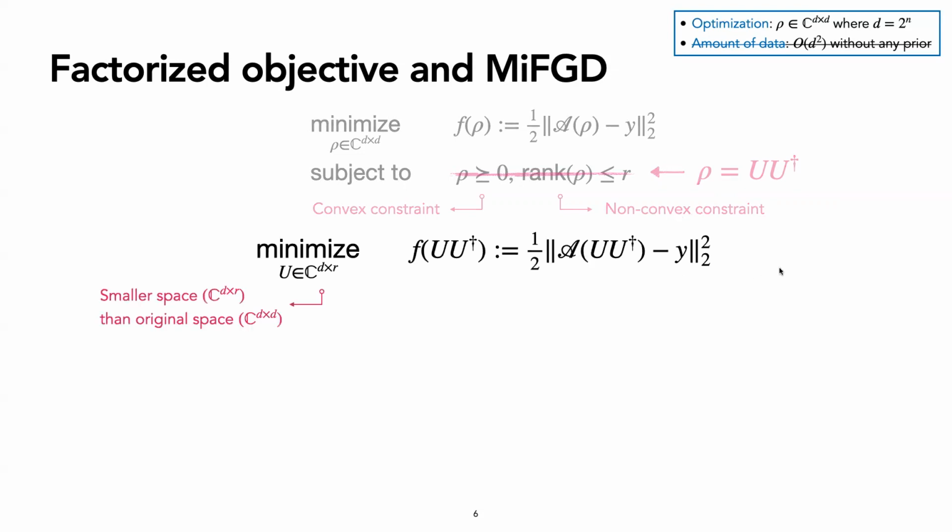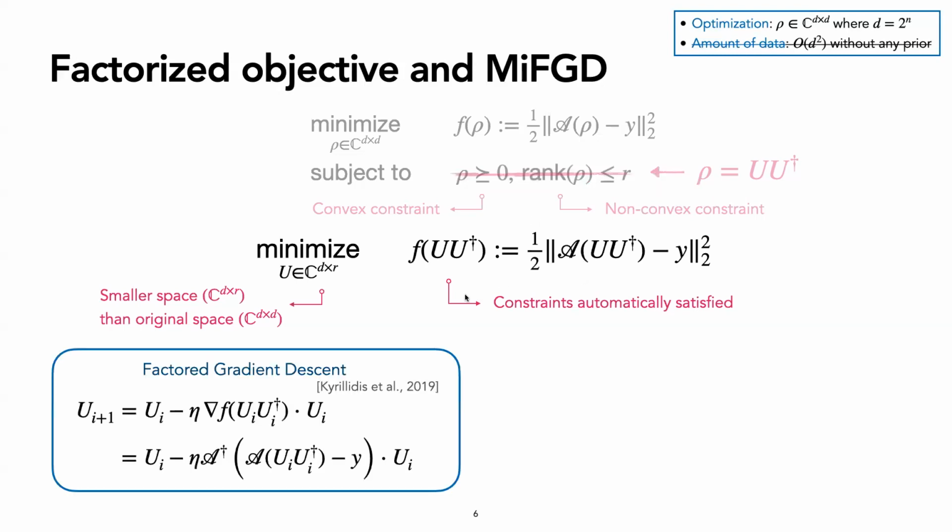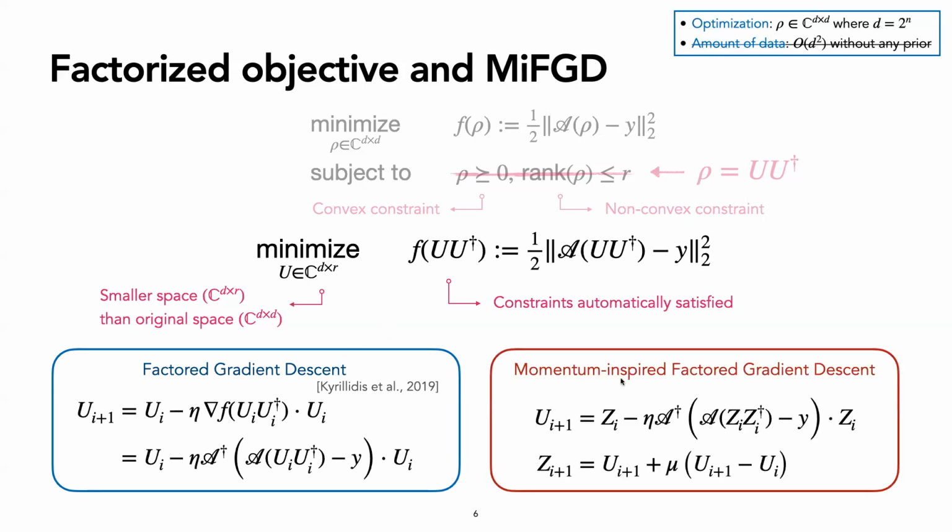And we have two motivations. The first one is that now our variable of interest is U, so it's in a strictly smaller space than the original space. And again, we don't have to project onto any constraints because now we have an unconstrained optimization problem. So how do we solve this kind of vector objective? We can apply gradient descent on this vector U, which is called vector gradient descent. And in this paper, we propose momentum-inspired vector gradient descent, which is an accelerated variant of vector gradient descent.